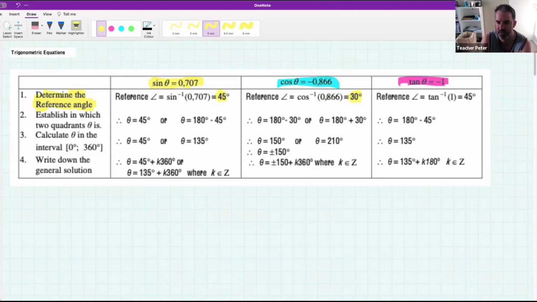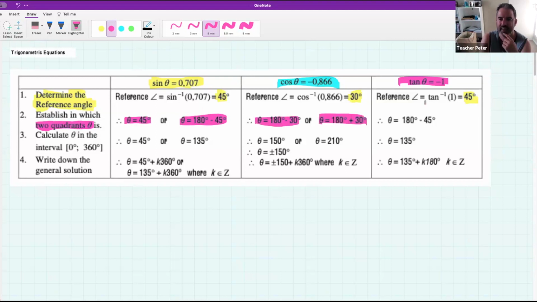And the reason we can do that is that in step 2, when we deal with quadrants, we take it into account. And then for tan, that was negative. So we ignore the -1 and we end up with a reference angle of 45. Then in step 2, we basically decide which quadrants the solution to the equation have to be. And in this one over here, it's in quadrant 1 and quadrant 2, because that is where sine is positive.